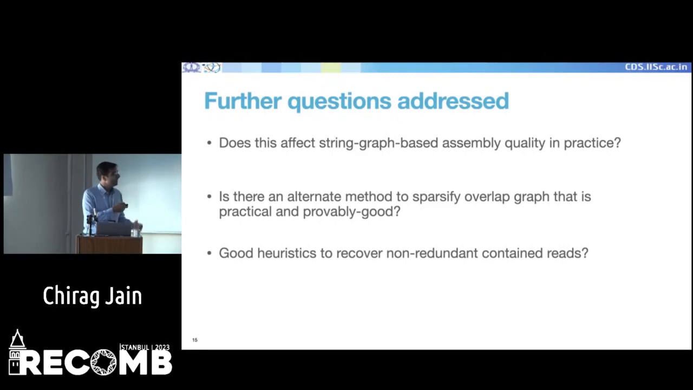Third, this problem in the string graph is occurring because of the contained reads. Are there any good heuristics which we can employ to recover the non-redundant contained reads that are necessary to avoid the coverage gaps?